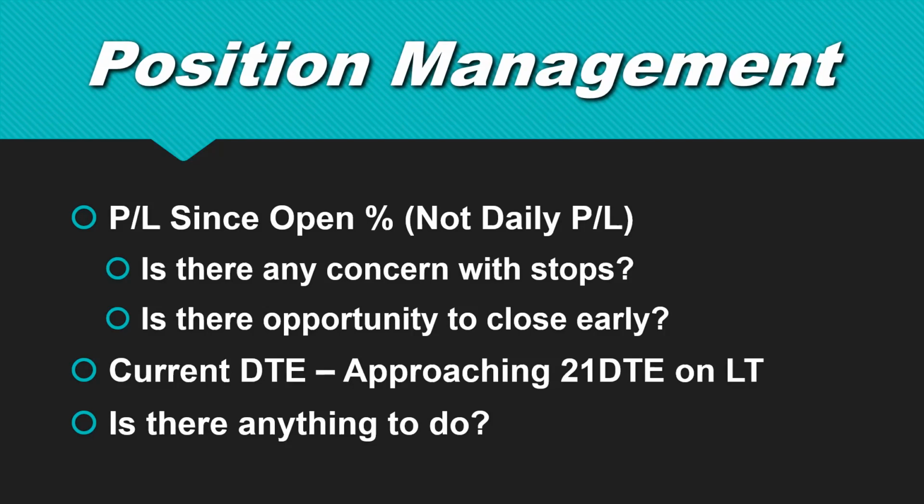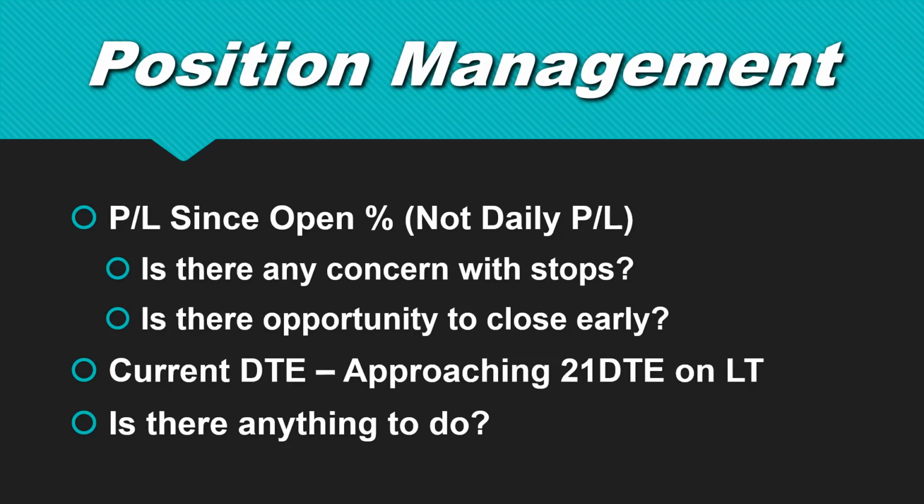So P&L since open: is there a concern with something approaching a stop, even though I have stops on, some might be manual, or is there an opportunity to close something early because it's exceeding the return per day that I was looking for? And then I'm also going to look at the current DTE. Is there anything that's approaching 21 DTE on any long-term trades, which I do like to get out? It's probably the one tasty trade rule that I'll use. I'm avoiding that gamma as we get less and less days till expiration. So is anything approaching 21 days on a long-term trade?